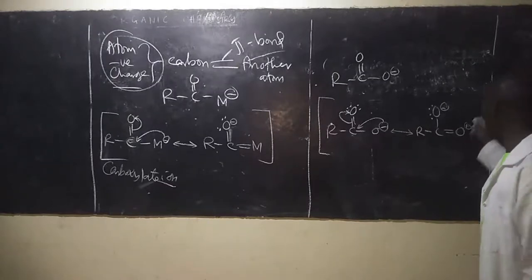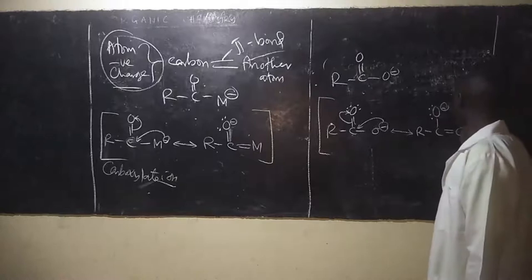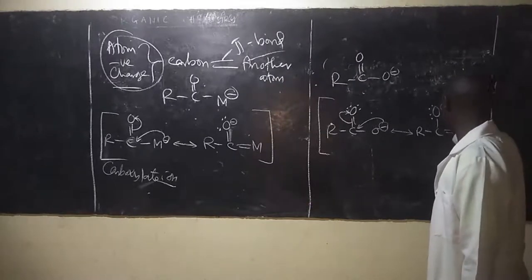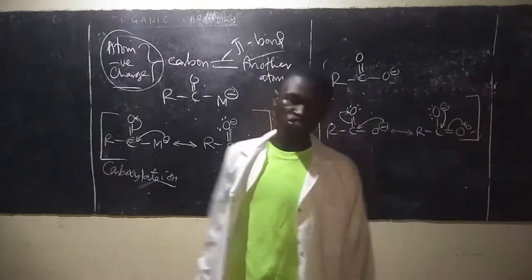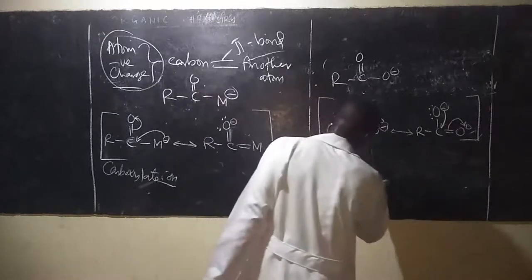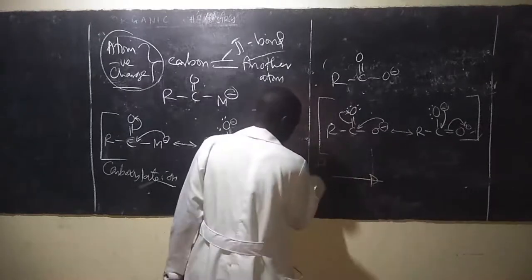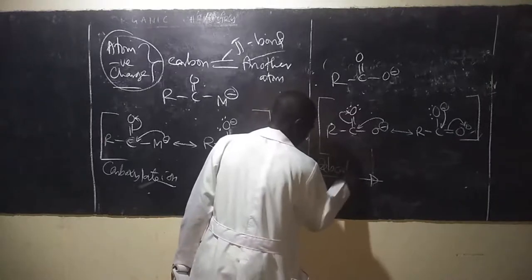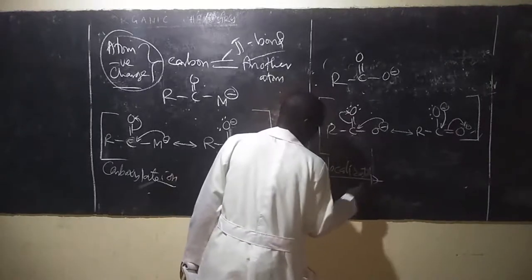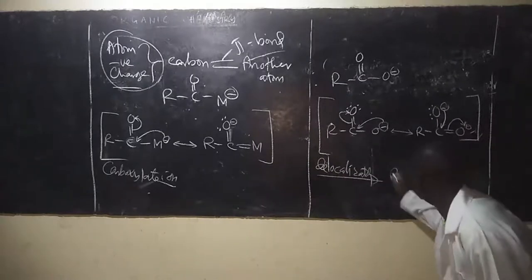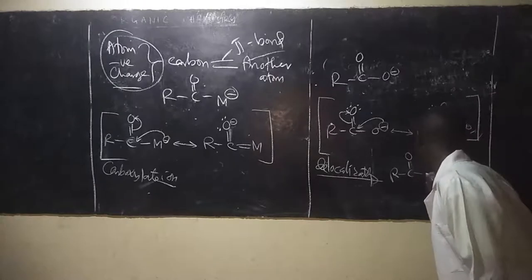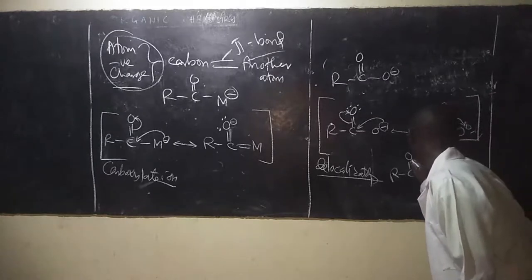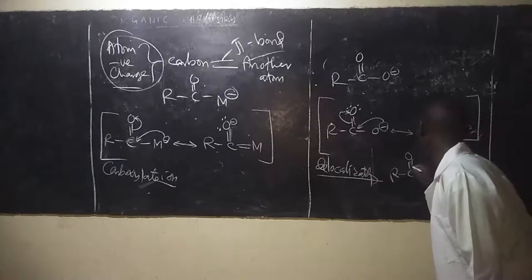Then what will happen? This O will supply electrons here, and this bond will supply electrons here. These are the resonant structures. So when they undergo delocalization, what will be the final structure now? It will be R, C single bond O, then the oxygen electrons will be delocalizing here.